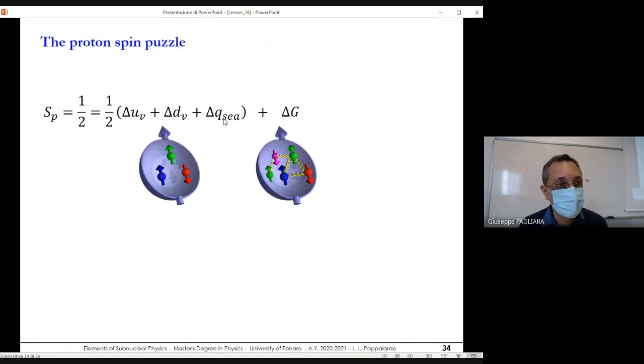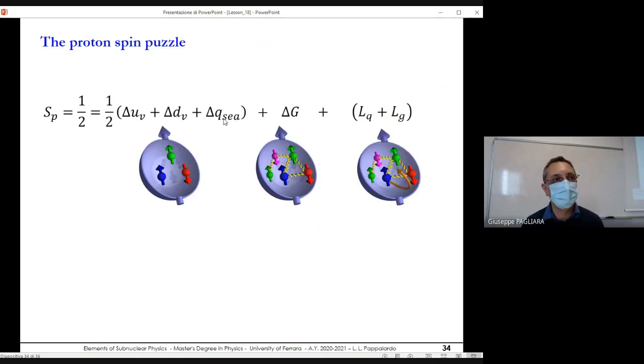Still, this is not the end of the story, because within the proton, quarks and gluons can rotate, and so they can contribute to the proton spin also in terms of orbital angular momentum of both quarks and gluons. So this is the full spin sum rule for the proton.